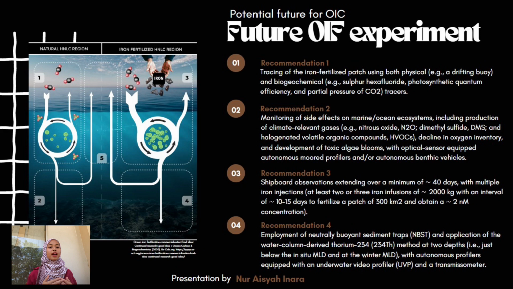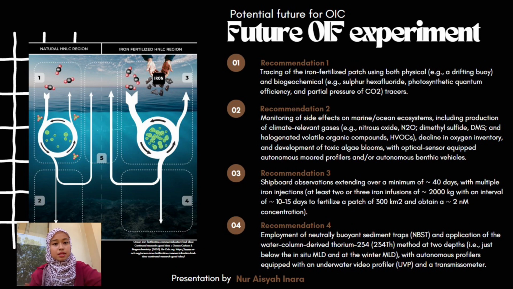Firstly, tracing of the iron-fertilized patch using both physical tracers such as drifting buoys and biogeochemical tracers such as sulfur hexafluoride, photosynthetic quantum efficiency and partial pressure of carbon dioxide. Number 2, monitoring of side effects on the marine ecosystem, including production of climate-relevant gases such as nitrous oxide, dimethyl sulfide and halogenated volatile organic compounds, decline in oxygen inventory and development of toxic algal blooms, with optical sensor equipped autonomous moored profilers and/or autonomous benthic vehicles.